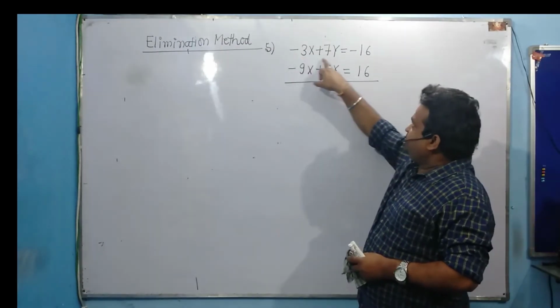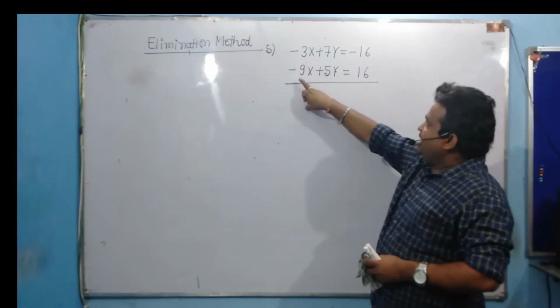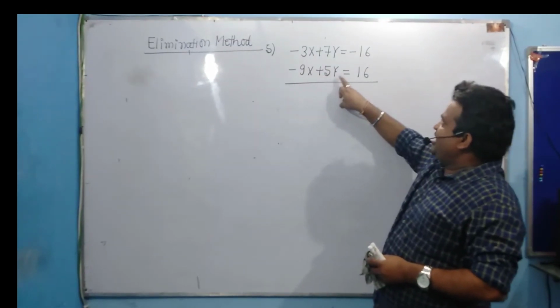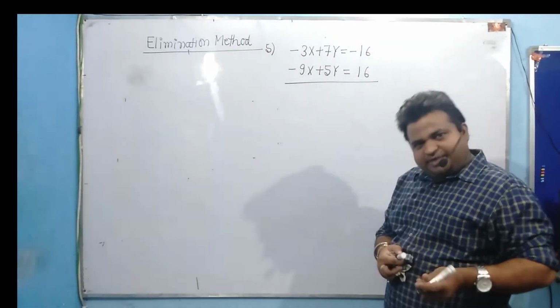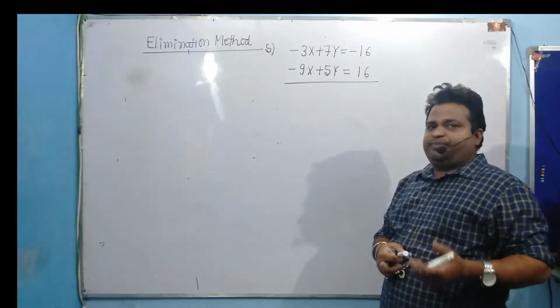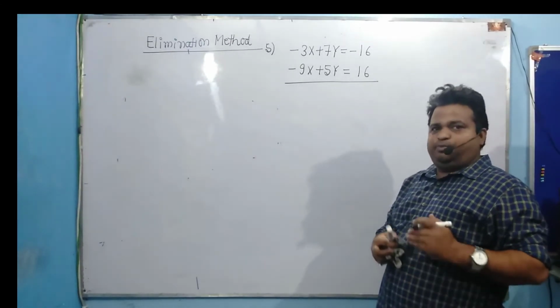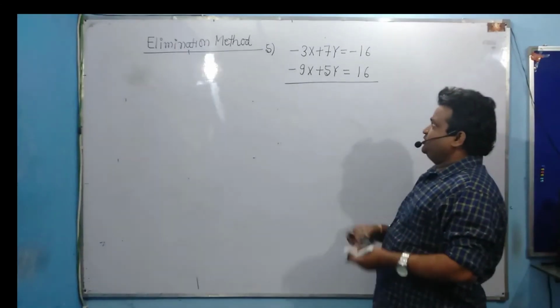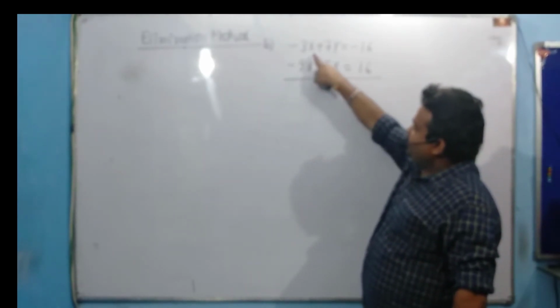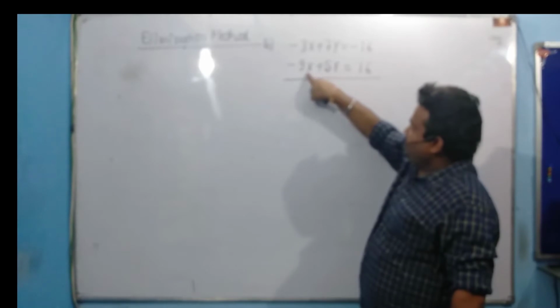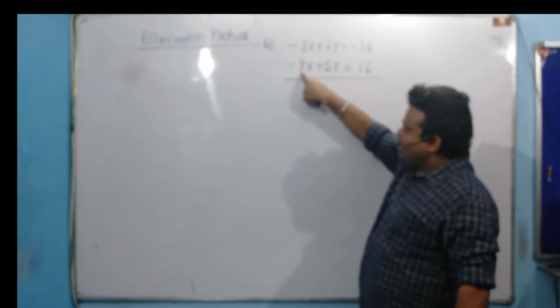This is minus 3x plus 7y equal to minus 16 and minus 9x plus 5y equal to 16. Now again the step remains the same. Make the coefficient of either the x variable or the y variable equal. You make sure that either the x or y variable becomes equal. So in this case, if I want to make the x variable equal, this is minus 3 and this is minus 9.